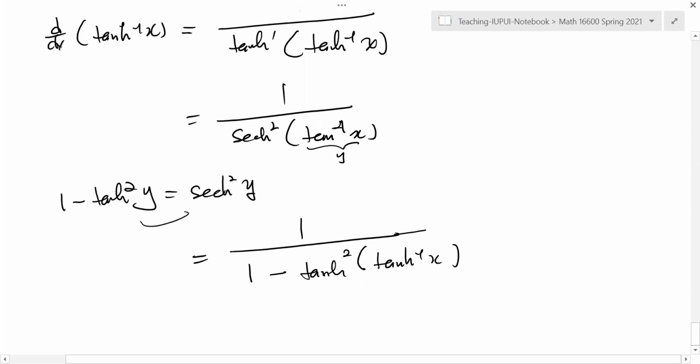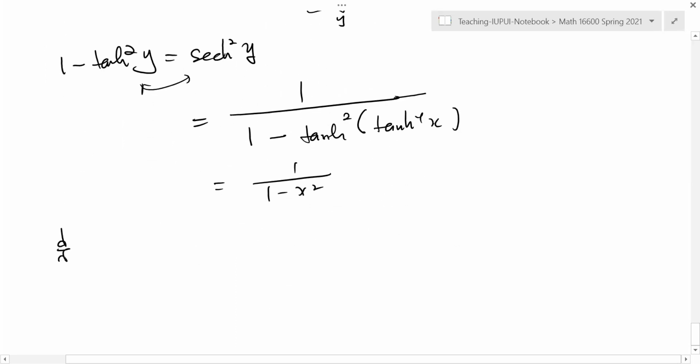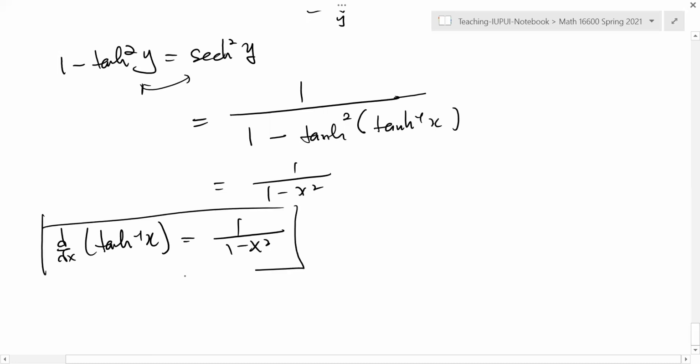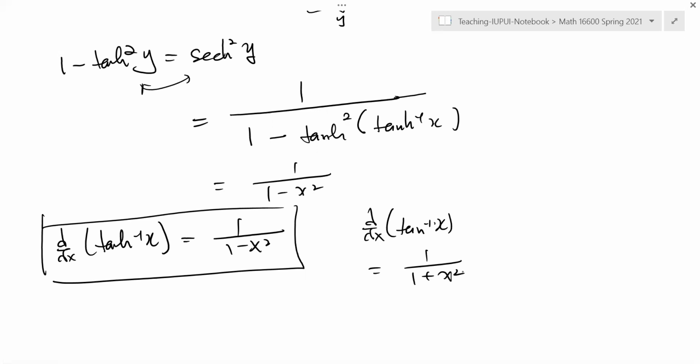So now you get 1 minus x squared. So it's great. The derivative of inverse hyperbolic tangent x is just equal to 1 over 1 minus x squared. And this is pretty similar to the inverse hyperbolic tangent of x, which is going to be 1 over 1 plus x squared, right? Just change the positive x squared to negative x squared.